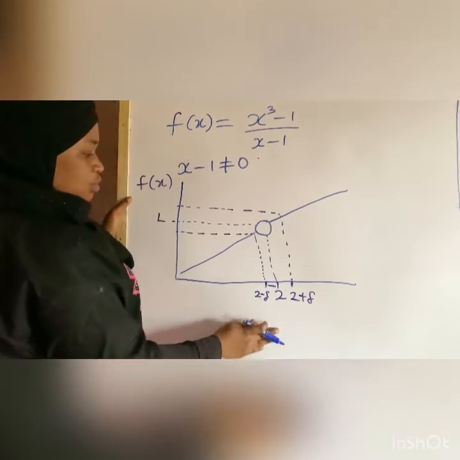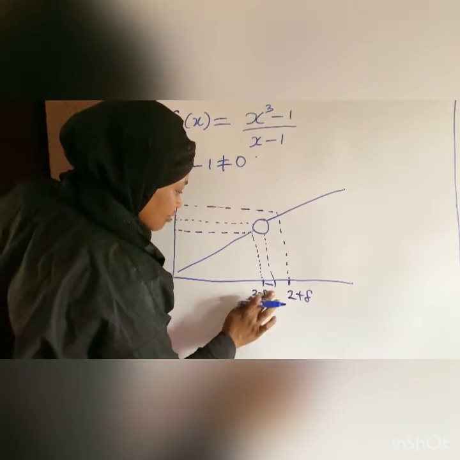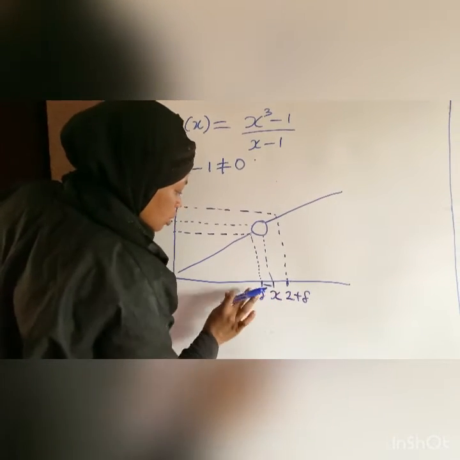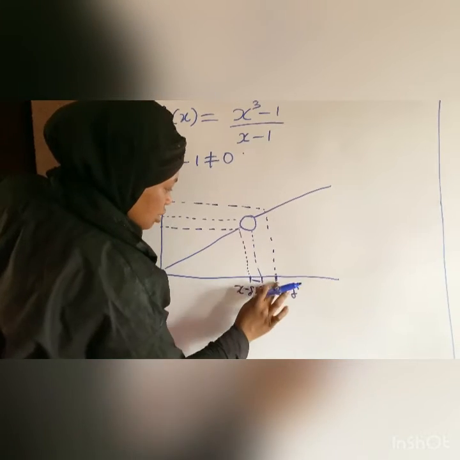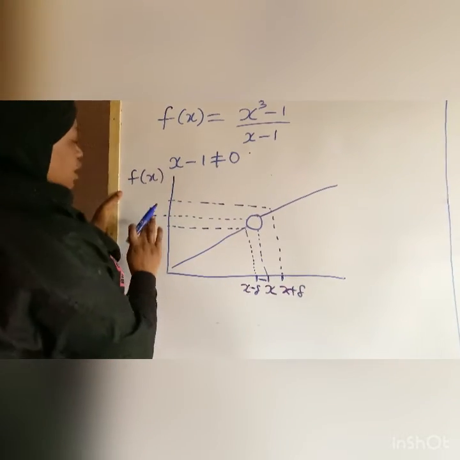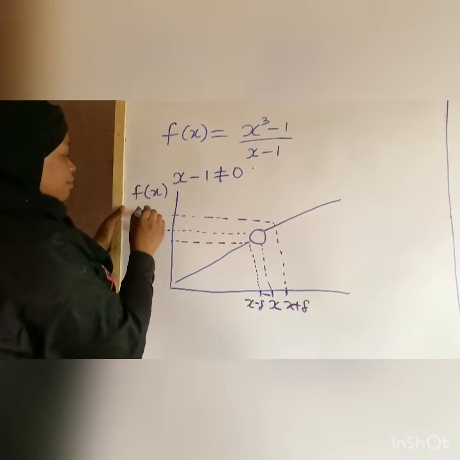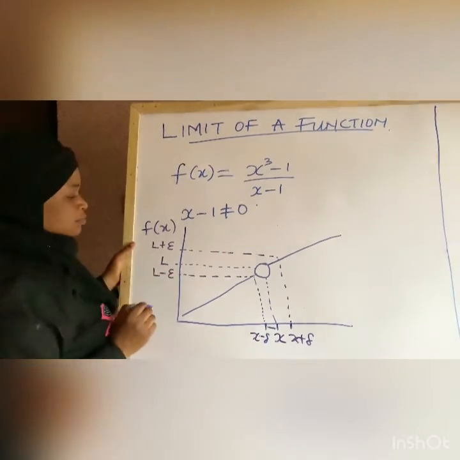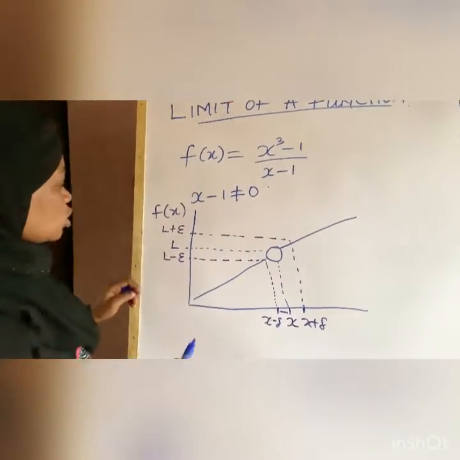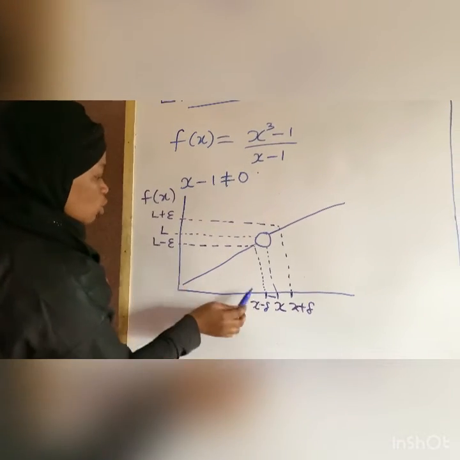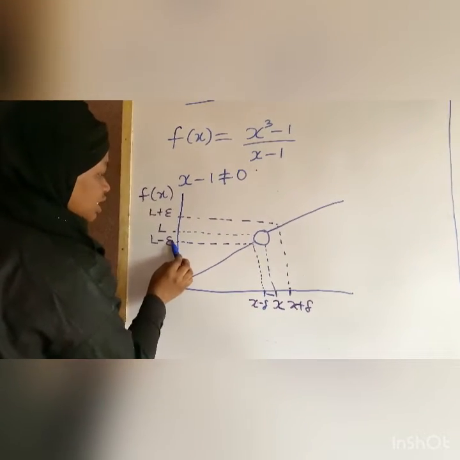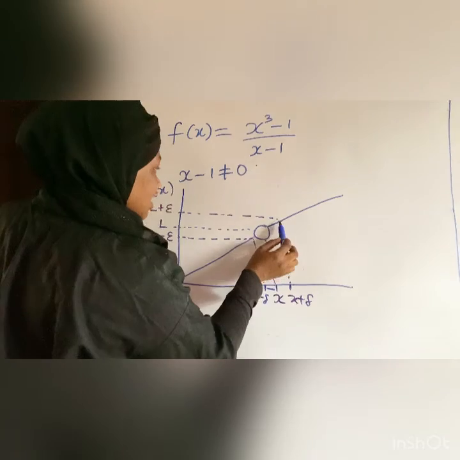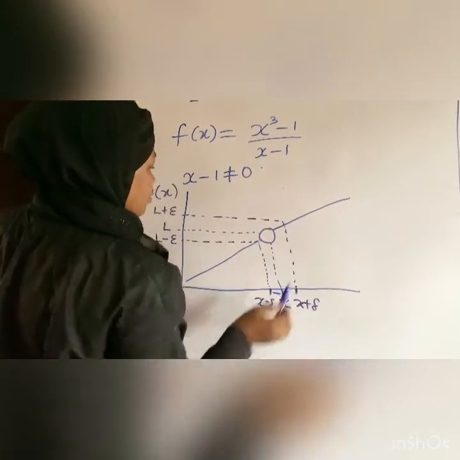So in order not to confuse ourselves, let's use alphabets to represent these two. Let's use x here, and x here as well. Now if you want to find this side, it will be L plus epsilon and L minus epsilon. So the function will be defined from this place, that is the left limit of the function, and it will also be defined at the right of the function.